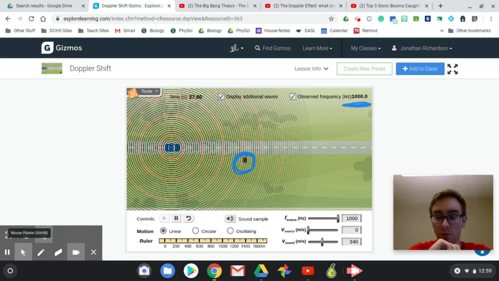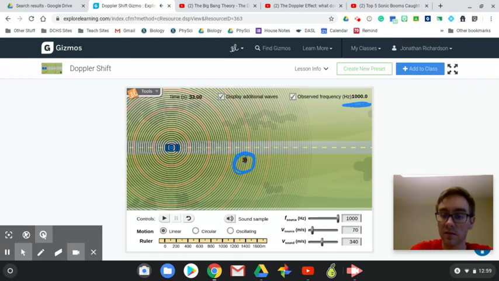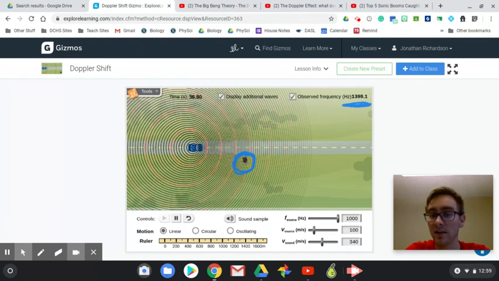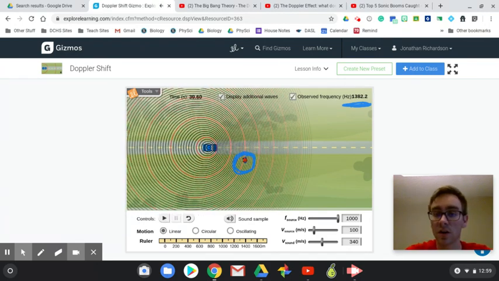Now, if we were to put this object in motion, something will change here. So let's set him up to go in motion. Now watch the wavelength and thus the frequency. You can see the observed frequency change, and you can see the wavelength change as we put this car in motion. Notice what's happening to the waves in front of it. As the car is approaching you, we notice that the wavelength has gotten smaller in front, and the frequency has gone up. We're now at 1,300 hertz. We know that's a higher pitch sound.